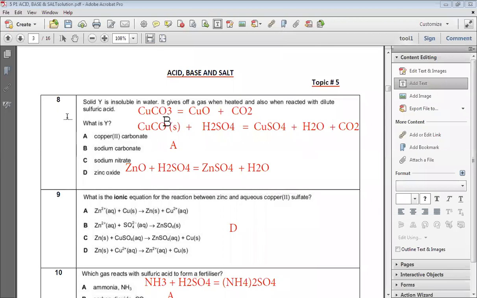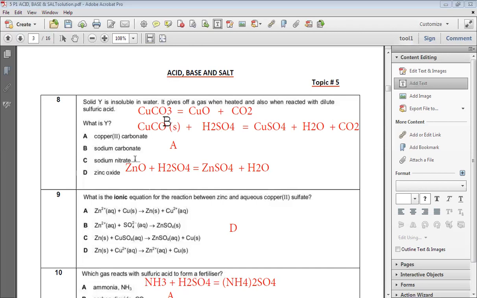Now question number 8: solid Y is insoluble in water. It gives off a gas when heated and also when reacted with dilute sulfuric acid. But the correct option is A. The reason behind it: sodium carbonate is soluble, copper carbonate is insoluble.